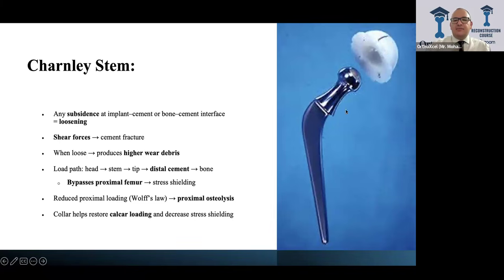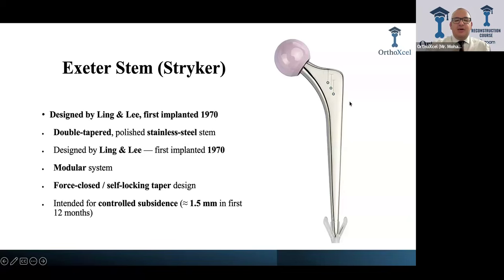So that's the main implant from Shanley. The implant we're using nowadays is the Exeter implant, which we spoke about before. It was invented in the 1970s and has moved through a lot of stages of development and improvement. This is the implant we have nowadays, which is double tapered and very, very smooth and polished.